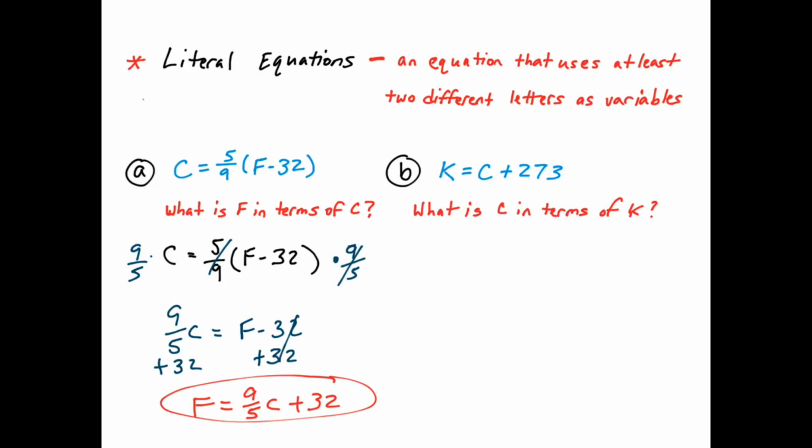Question B is very similar. In this case, what is C in terms of K? So we're trying to write C as the lone variable and everything else on the other side. So if we start off here, we've got K equals C plus 273. What we want to do is get C by itself, so we're going to subtract 273 from this side and cancel. And we've got K minus 273 equals C. We can also write it this way, C equals K minus 273.